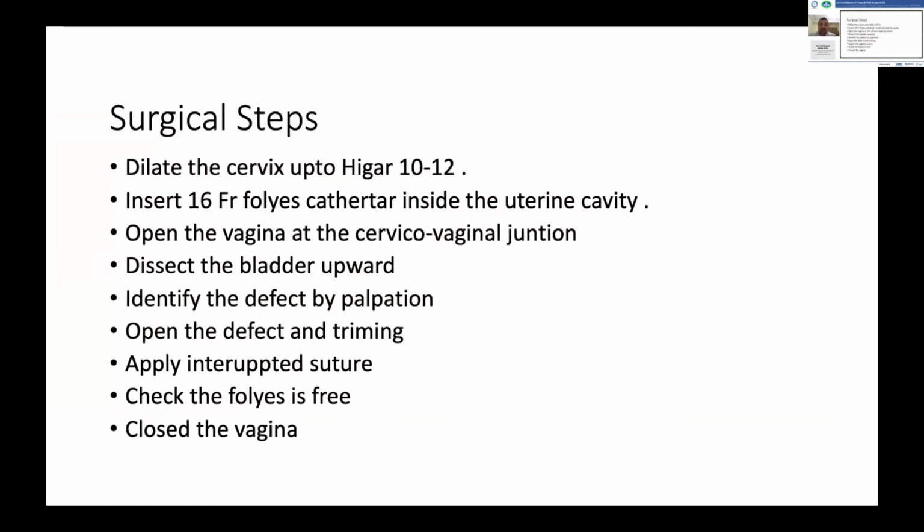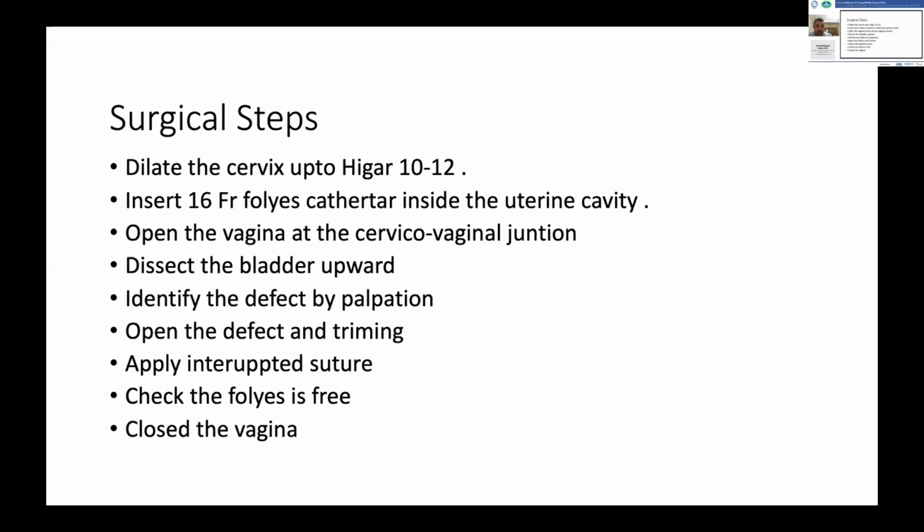I always start by dilating the cervix up to Hegar 12. In the first case, when I started dilatation, I was hoping that after dilatation to Hegar 12 my finger would reach, but actually my finger was too big to go inside the cervix. Then I inserted a Foley's catheter inside the cavity and opened the vagina at the level of the cervico-vaginal junction, which is the key element in our operation. I believe that you have to open at this level, although the Chinese paper prefers to open 1 cm below.